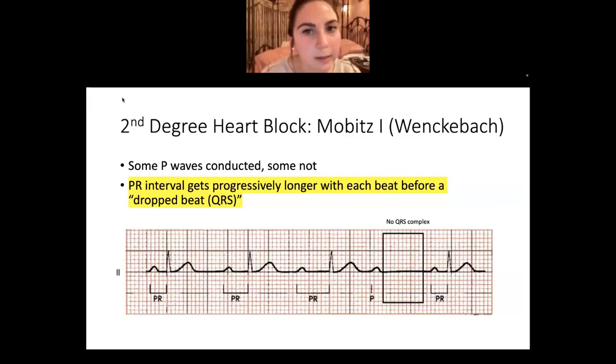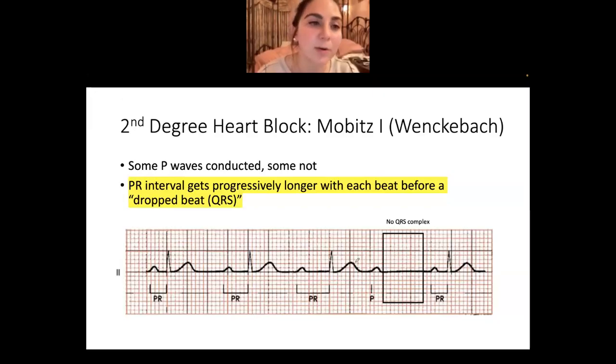With Mobitz 1, so your Wenckebach, some of the P waves are conducted, some of them are not. So this P wave conducted, this P wave conducted, this P wave conducted, this P wave did not conduct. You really have to use the vignette to help you, because if you're not careful, this can look like a T wave and then a U wave. So you really have to ask, what makes the most sense here?